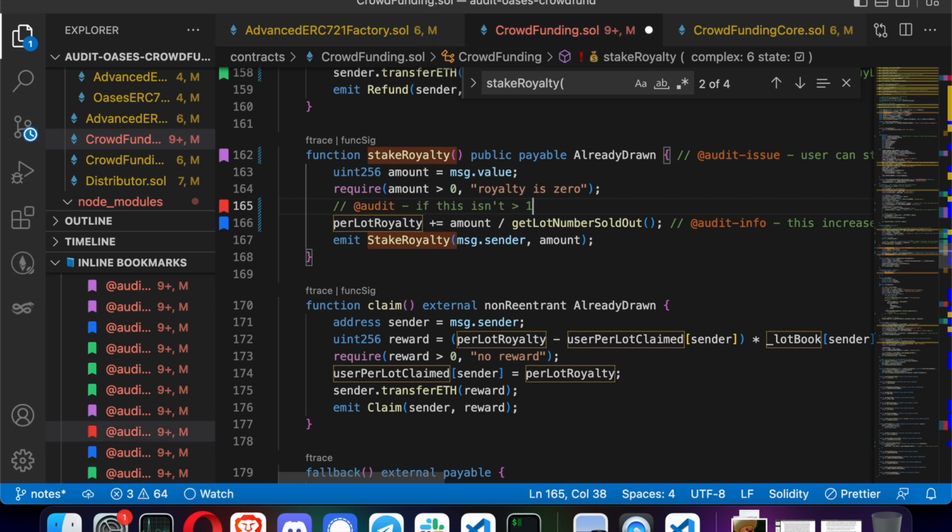And the problem is if this ratio is ever less than 1, the per lot royalty is incremented by 0, but the amount of Ether is still taken by the contract. This is like a classic case of Solidity bugs, because you're using uints all over the place, and so they don't count for decimals. And in this case, that's what's happening here.